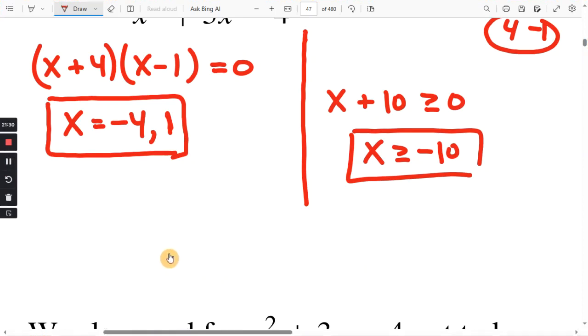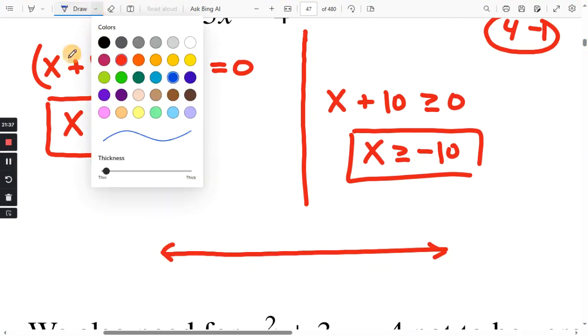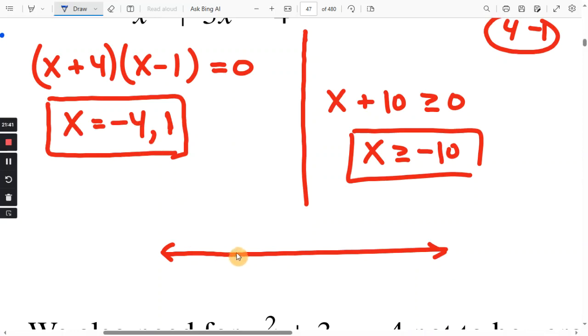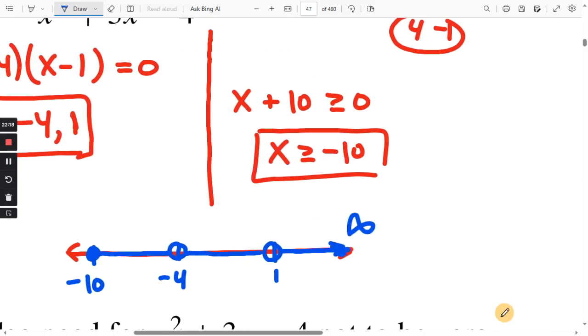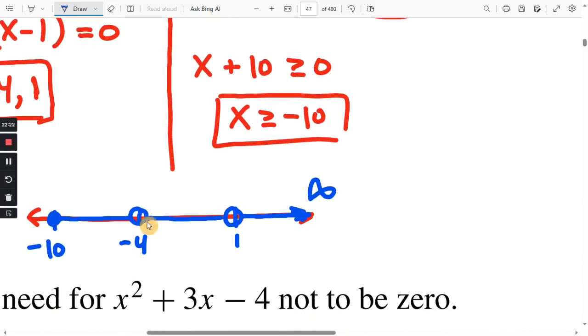So on a number line, we have -4 and 1. And it cannot equal those numbers, so we'll do the open circle here. It cannot equal -4 and 1. And it can equal -10, but it has to be everything greater than or equal to that. So we put a solid dot here, and we're doing everything that's greater than -10. But you can't include -4 and +1. So this just goes to positive infinity. So -10 is okay.